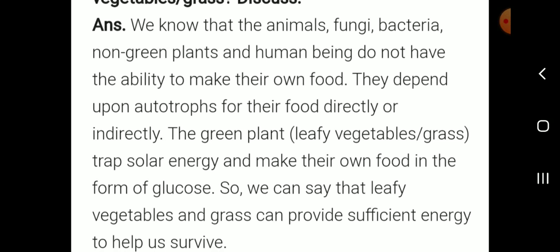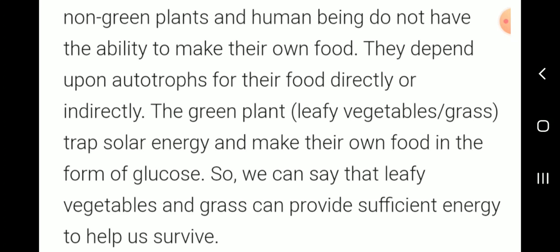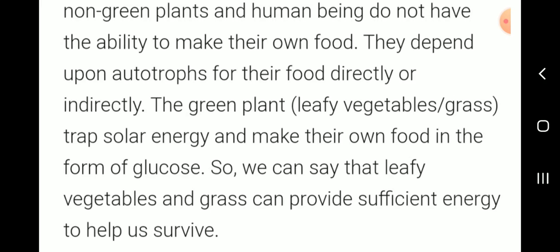Remember, students: autotrophs prepare their own food. Heterotrophs depend upon others for their food, directly or indirectly. What is a green plant? Leafy vegetables or grasses are also green plants. They trap solar energy and make their own food in the form of glucose. So we can say that leafy vegetables and grass can provide sufficient energy to help us survive.